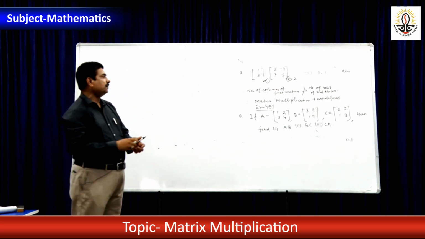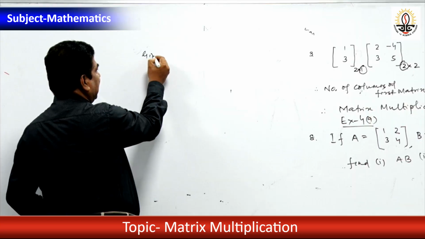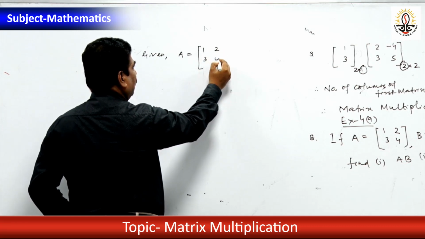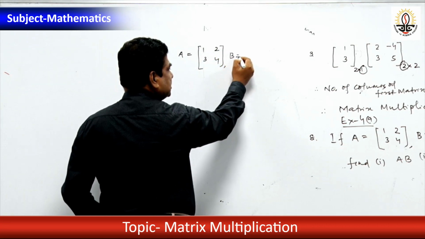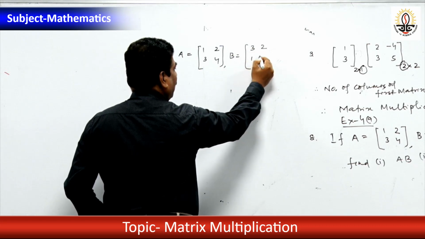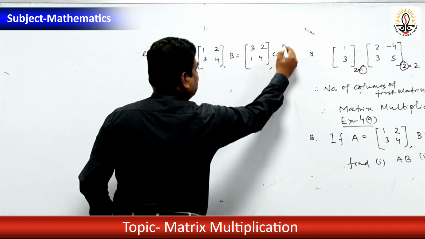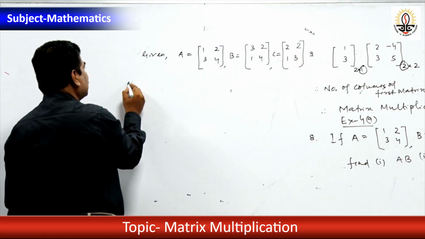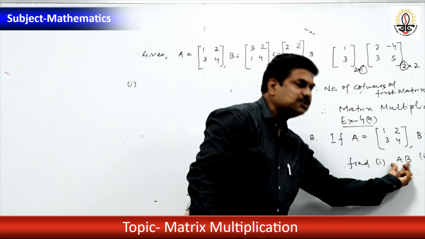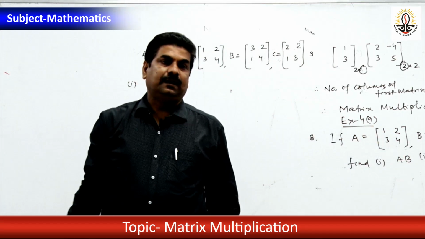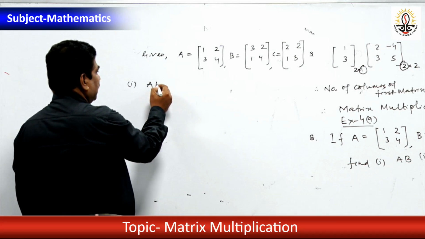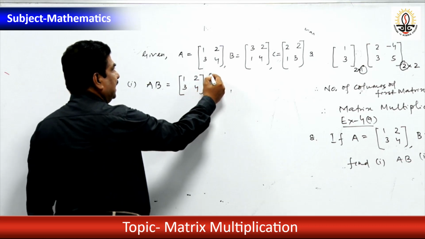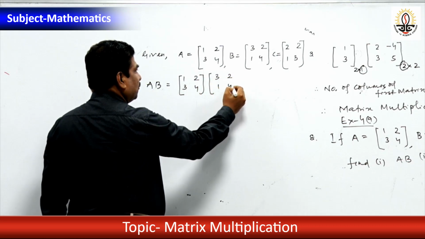Look, first, given A which is equal to [1, 2; 3, 4] and B is equal to dear [3, 2; 1, 4] and C which is equal to [2, 2; 1, 3]. So we have to find AB. The question is first we have to find AB. So first we can write this as A [1, 2; 3, 4], B [3, 2; 1, 4].